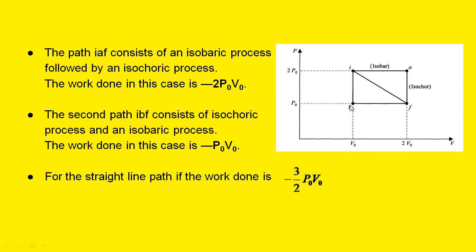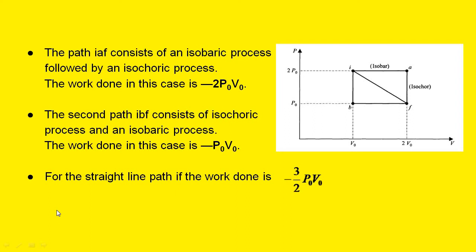For the second path IBF, first isochoric, then isobaric. Here there is no area under the curve for the isochoric part, so you have to consider only the portion BF. The work done during the path IBF is with the volume change 2V0 minus V0, that is V0, and pressure P0. So here work done is minus P0 V0.